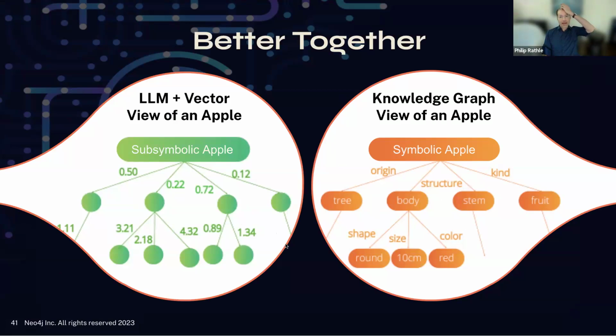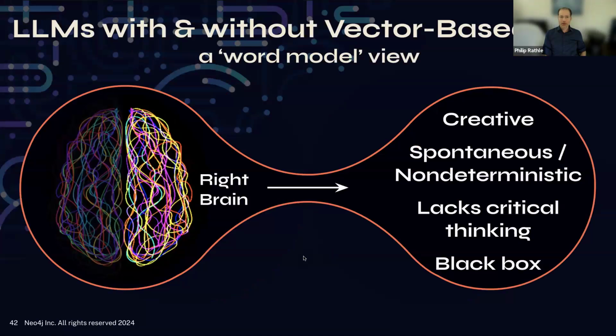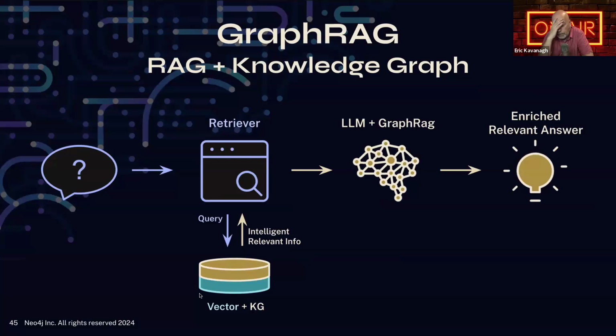You add these two together, so you have vector-based RAG and then you have graph RAG, and graph RAG is actually bringing data from the graph to your LLM. I'm starting to get the pattern. Yeah, I'm starting to understand.